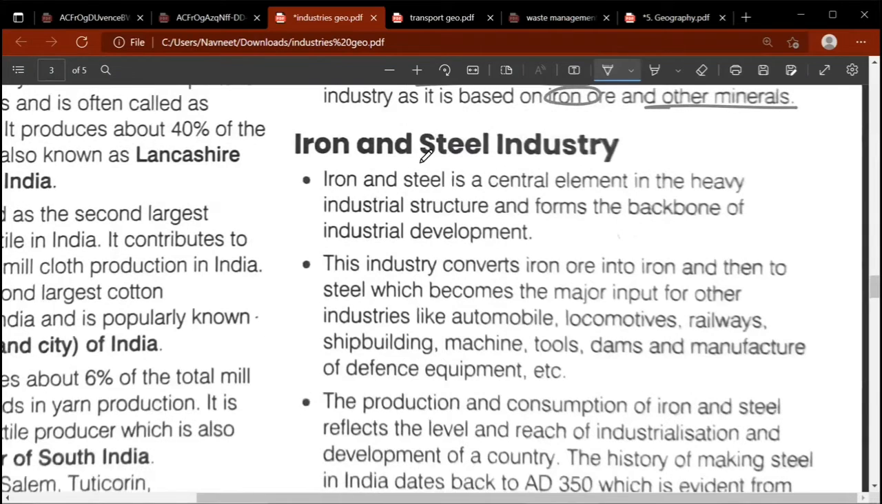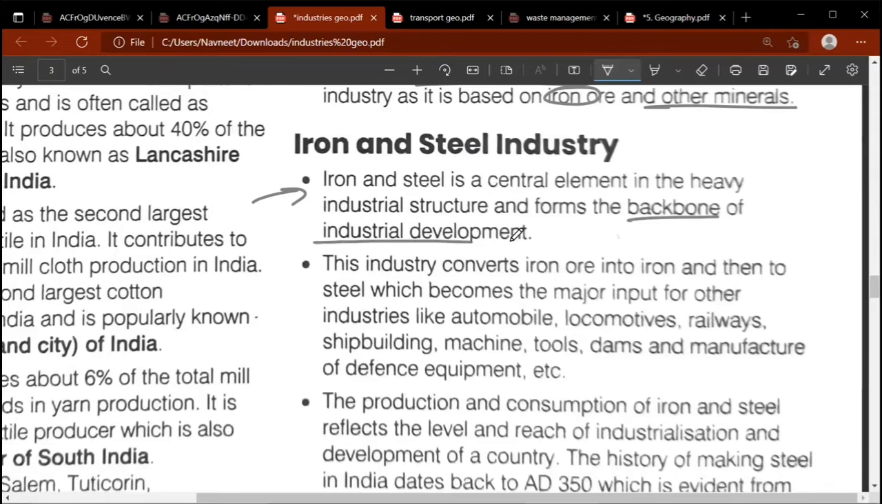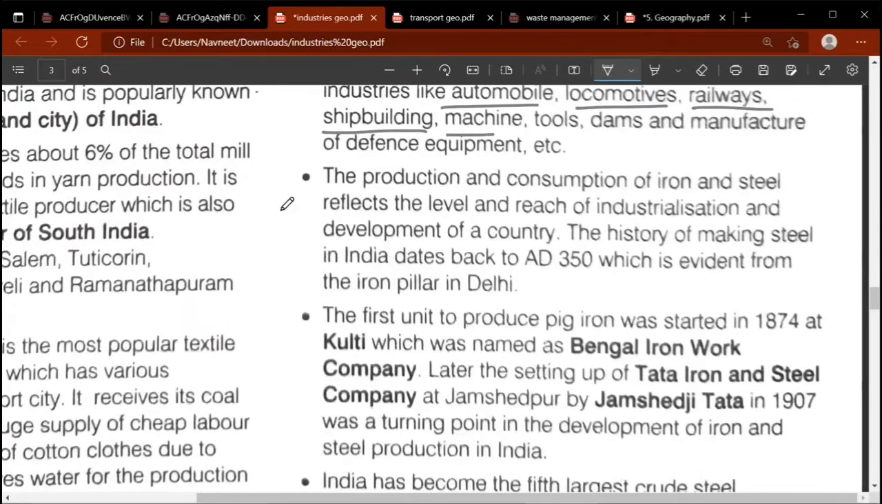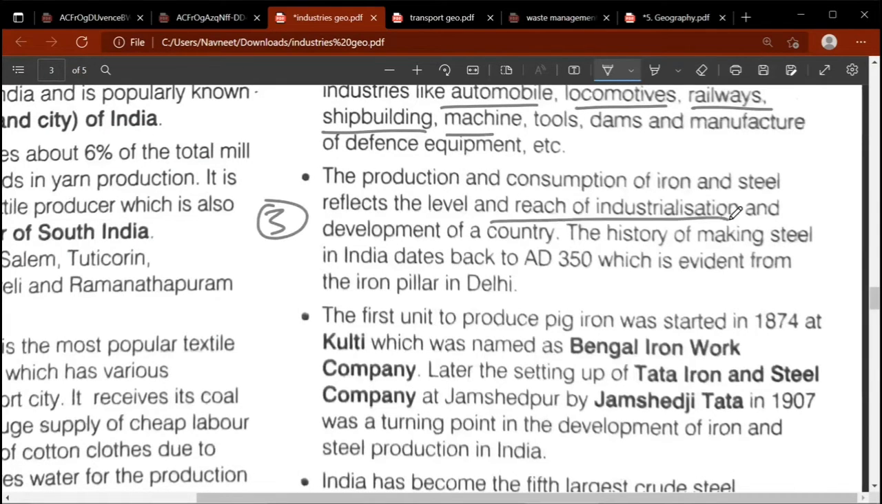Iron and steel industry. Iron and steel is a central element in the heavy industrial structure and forms the backbone of industrial development. This industry converts iron ore to iron and then to steel, which becomes the major input for industries like automobile, locomotives, railways, shipbuilding, machine tools, dams, etc. The production and consumption of iron and steel reflects the level and reach of industrialization and development of a country.